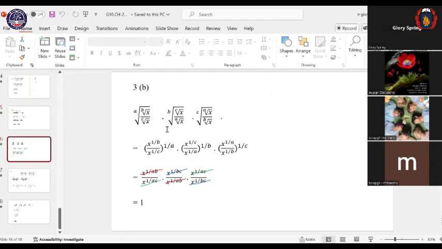X power 1 by B, now X power 1 by B, X power 1 by C, the whole power, 1 by E. Take a square root.